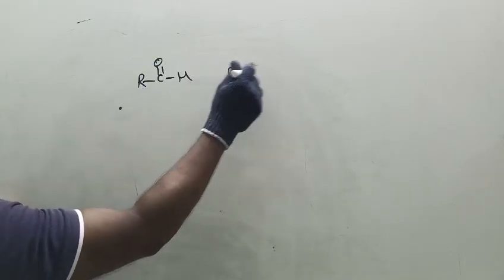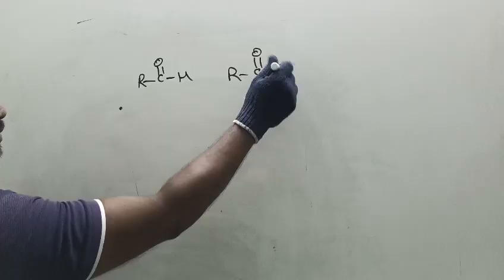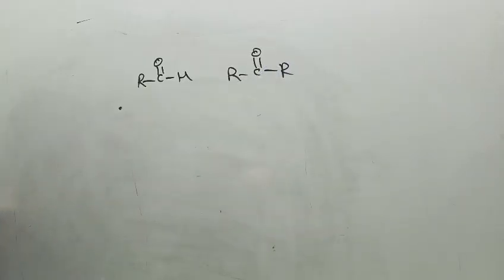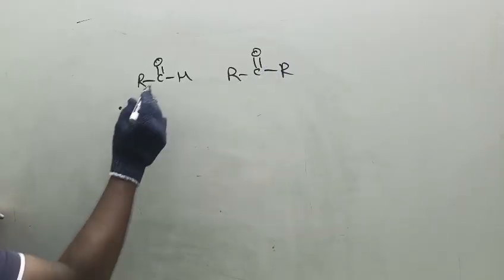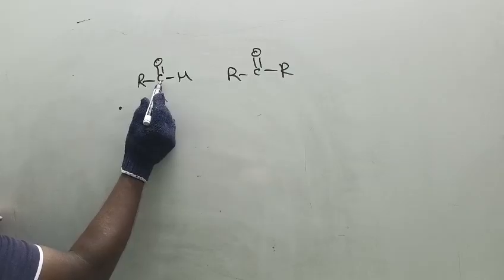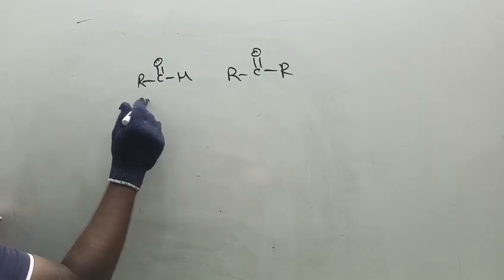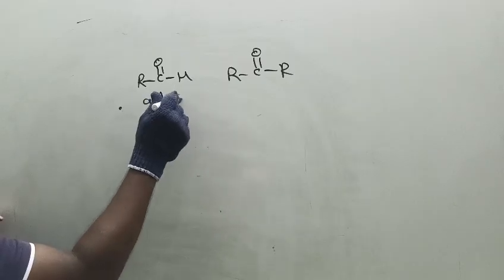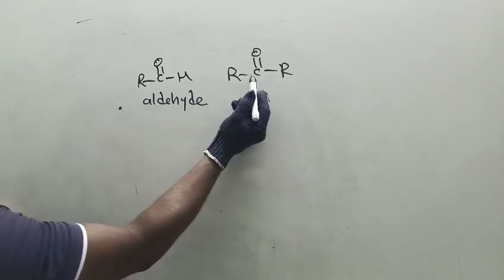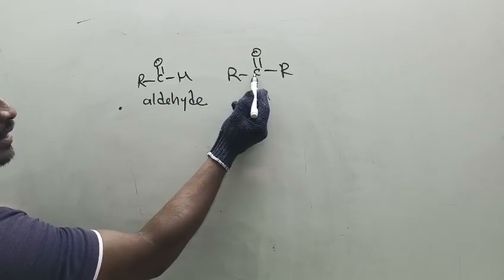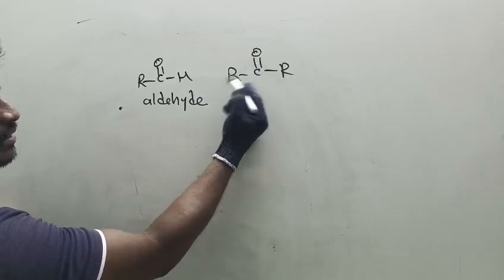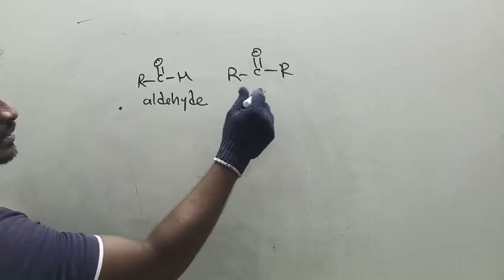Carbonyl compounds. Aldehyde and ketone are called carbonyl compounds. It is an aldehyde. It has one double bond oxygen and hydrogen. Aldehyde. It is ketone. It has one double bond oxygen and two alkyl groups.